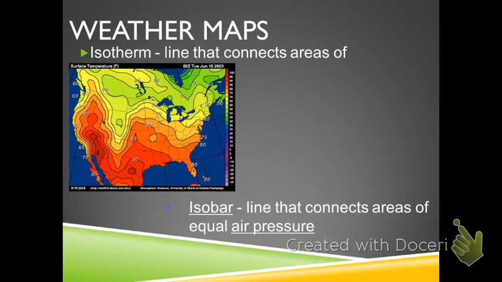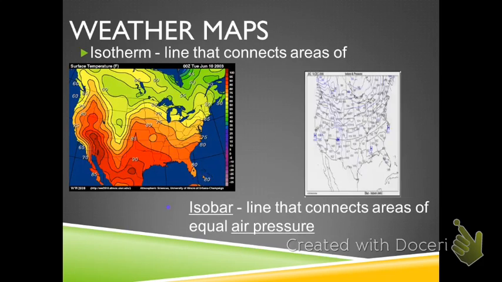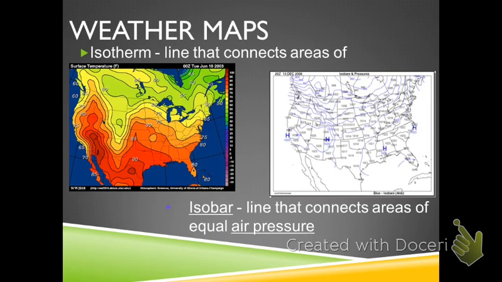Like isotherms, isobars placed on a weather map will connect points of equal air pressure. These are used to determine weather patterns. Iso will refer to the same or equal, therm refers to temperature, and bar will refer to barometric.